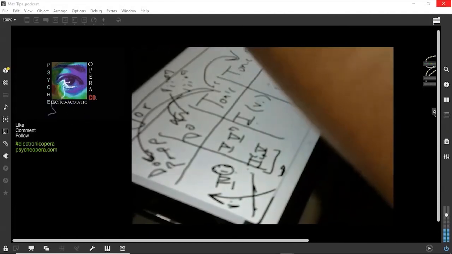Okay, all right. Now the chart of harmonic functions and directionality in minor is way more complicated. You guys remember.